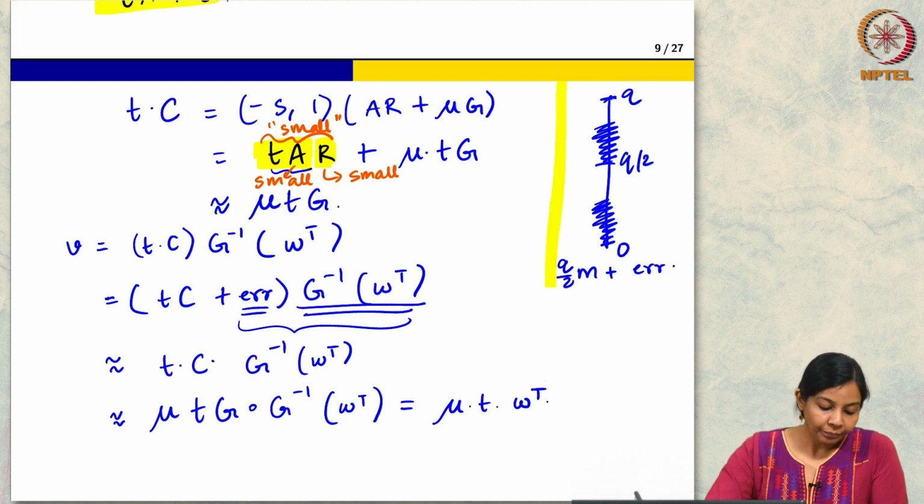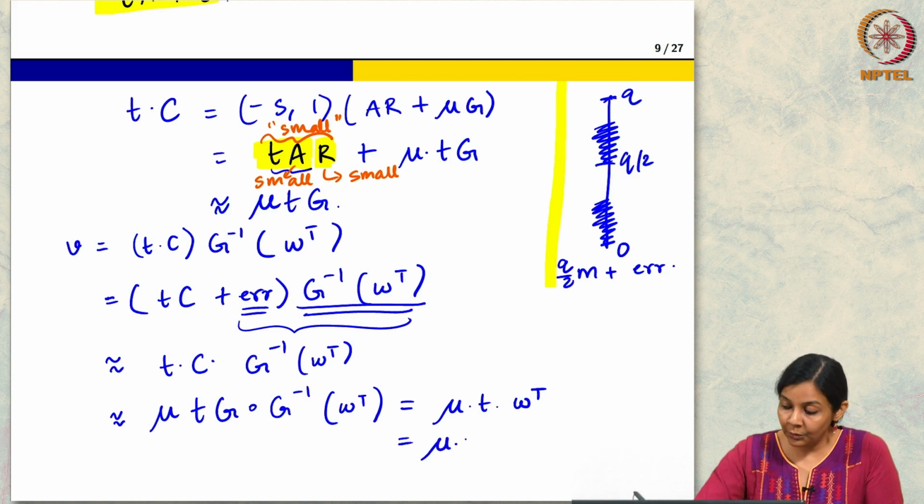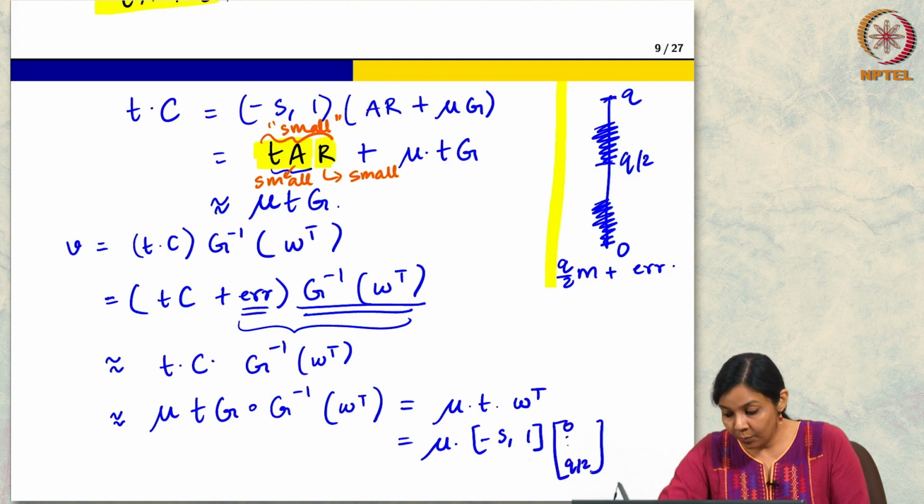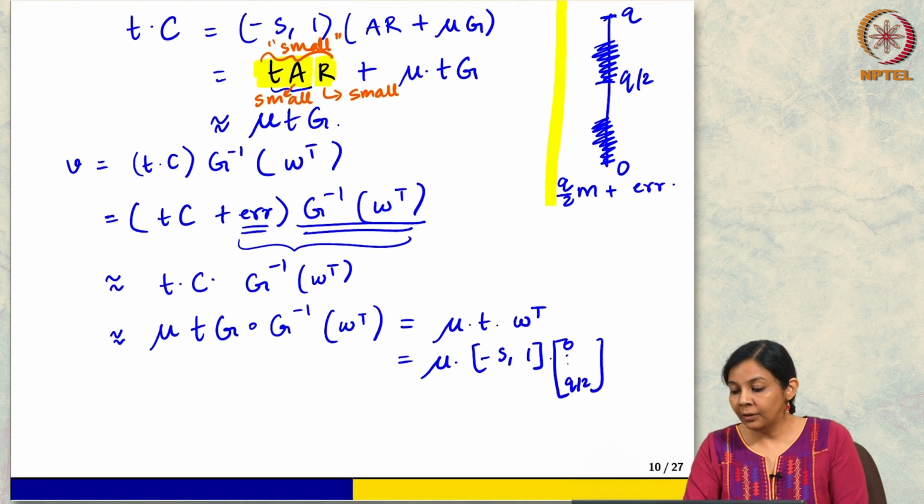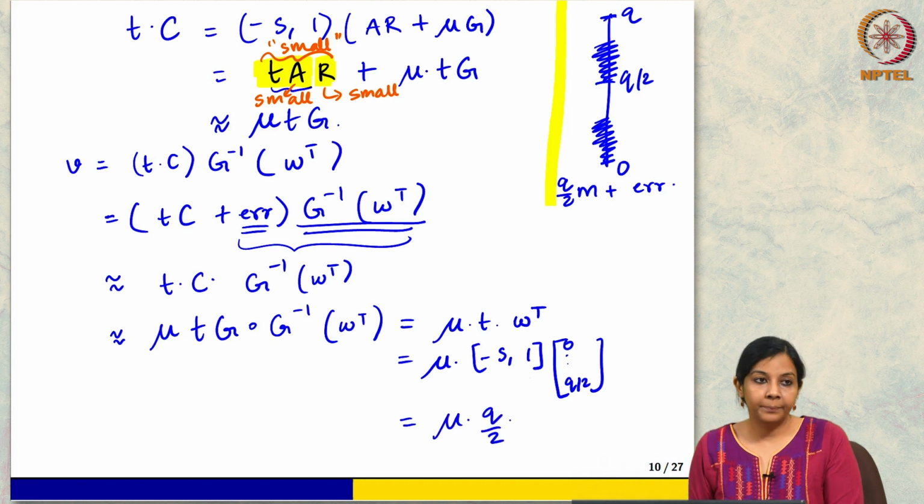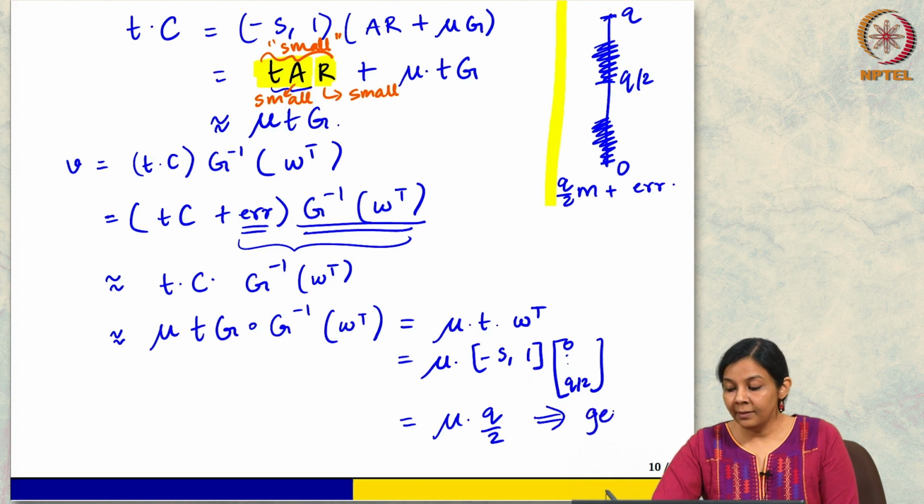And what is W transpose, and what is t? So, let us write this. This is mu, I write this as minus S1, and this W is zeros with q by 2. Then the inner product of this is just mu q over 2, and from this I can get mu back.